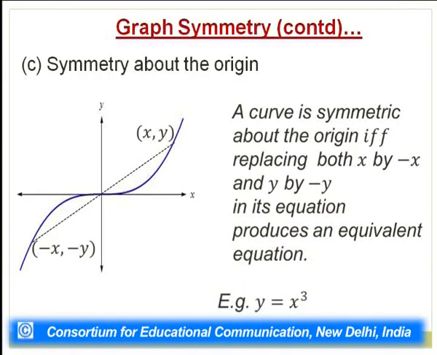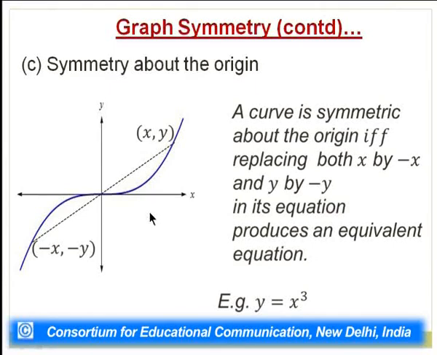Okay, let's now look at symmetry about the origin. Symmetry about the origin means that if the point x comma y lies on the curve, please take a look at this graph, then its reflection through the origin, which is minus x comma minus y, will also lie on the curve. Which is to say that if I were to replace both x and y by minus x and minus y respectively in the equation of the curve, the equation would remain unchanged.